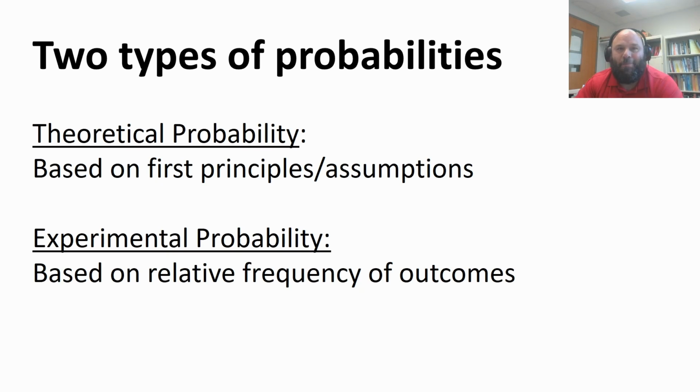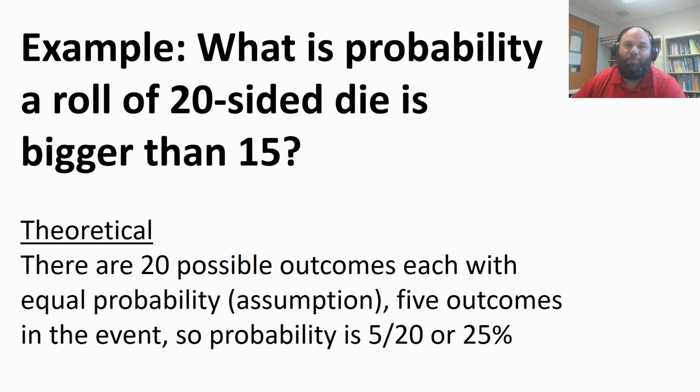So when we talk about probabilities, there's two types of probabilities. One is theoretical probability. This is based on first principles or some assumptions, whereas experimental probability is where you've got some data which has the relative frequency of individual outcomes, and you use that to determine the probability. So let's look at an example. And the simplest example is a die roll. So let's say you're playing a game that involves rolling a 20-sided die, and something you want to occur requires you to get a roll that's bigger than a 15.